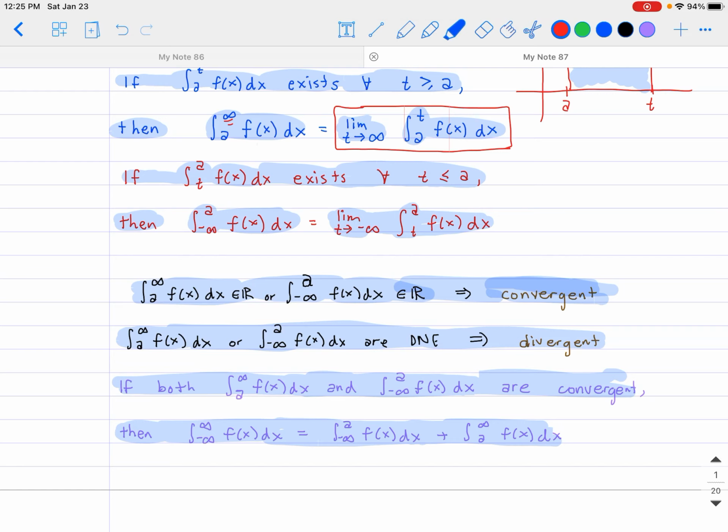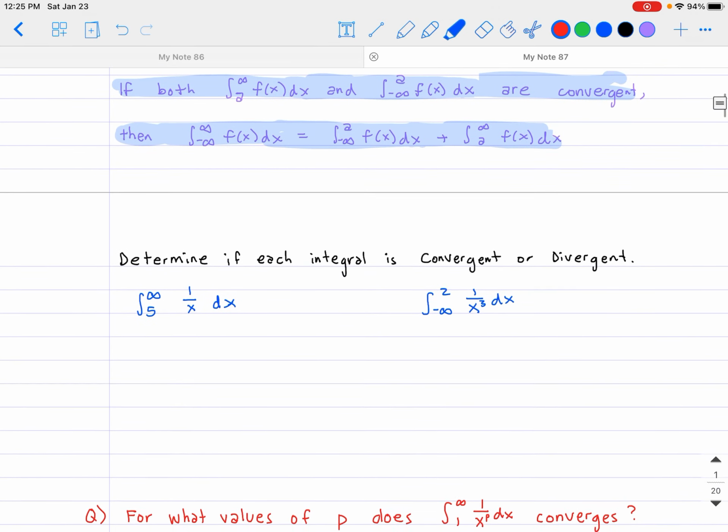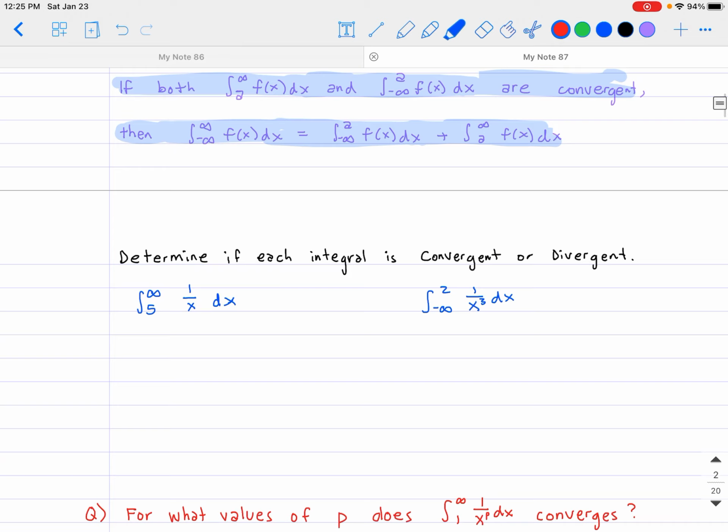All right, so let's go ahead and see some of these problems and see how it works out. For these problems, what I want to do is determine if each integral is going to be convergent or divergent. Simply, that means find the area under the curve. If it exists, then it's convergent. But if it does not exist, then it's going to be divergent.